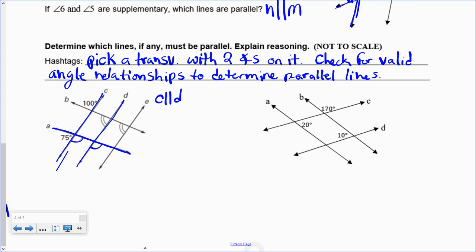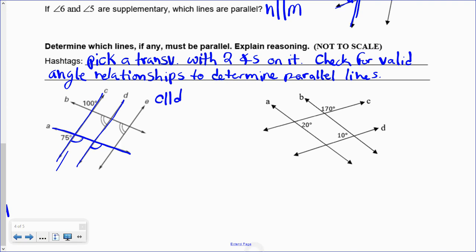Well, hold on. There could be more than one. It says which lines, if any. So there could be none, there could be 1, there could be 2, there could be multiples. There's not always just one answer.